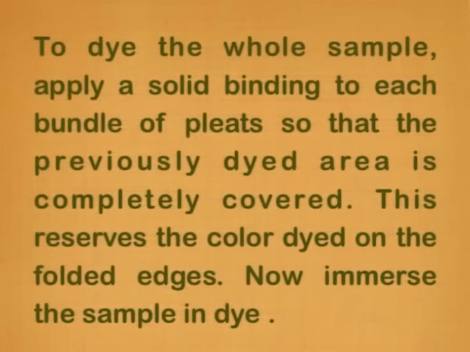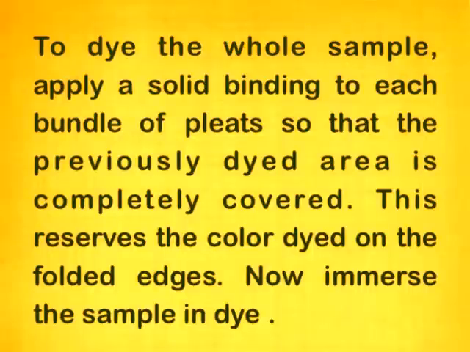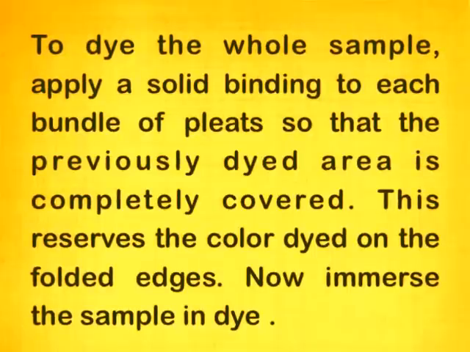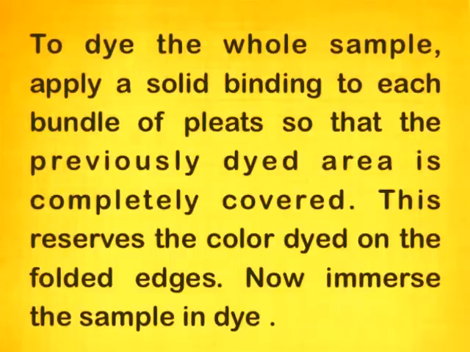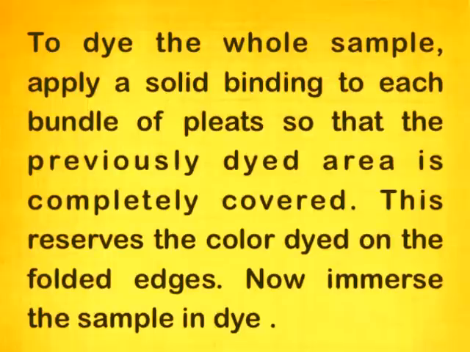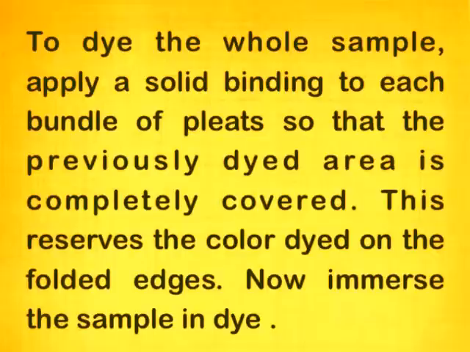So far, the instructions given produce dyed stripes on an undyed background. To dye the whole sample, apply a solid binding to each bundle of pleats so that the previously dyed area is completely covered. This will reserve the colors dyed on the folded edges. The entire sample can be immersed in the dye bath, dyeing the same or a different color.